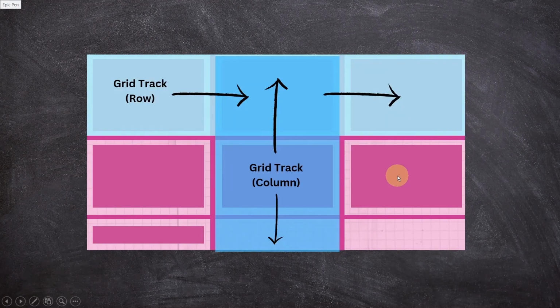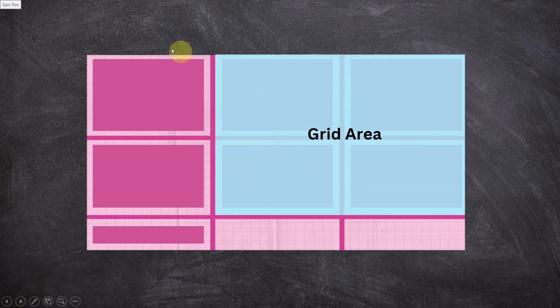Then next we have grid track. This complete one row is called a grid track in a row, and this one is called a column track. Basically we don't call them row track or column track, we just call them grid track. So this one complete thing is called a track, and for this also we will be calling it a track.